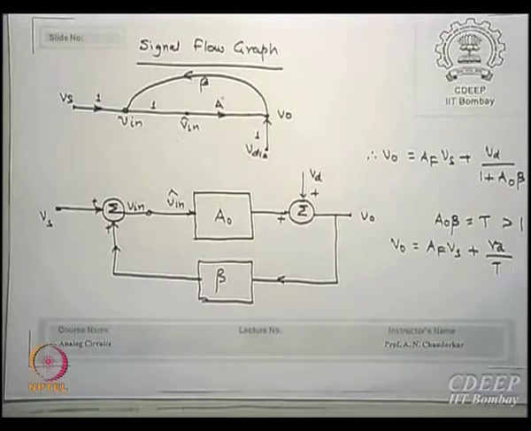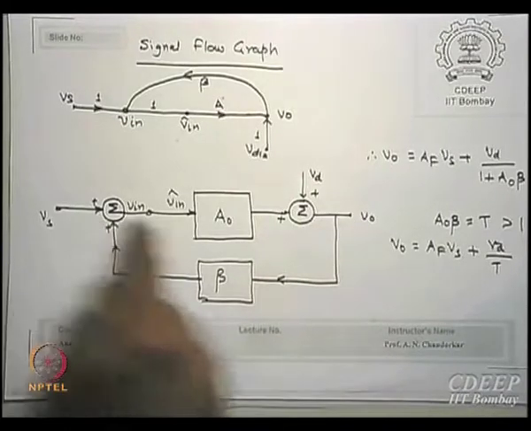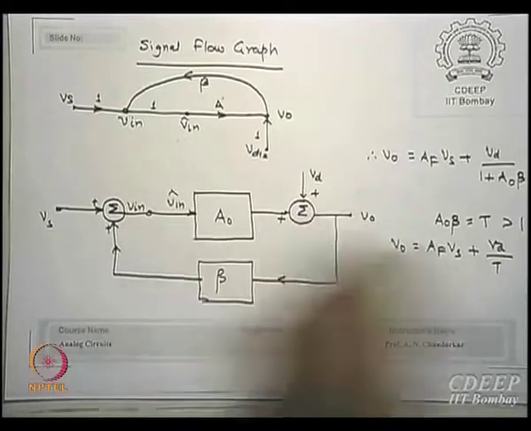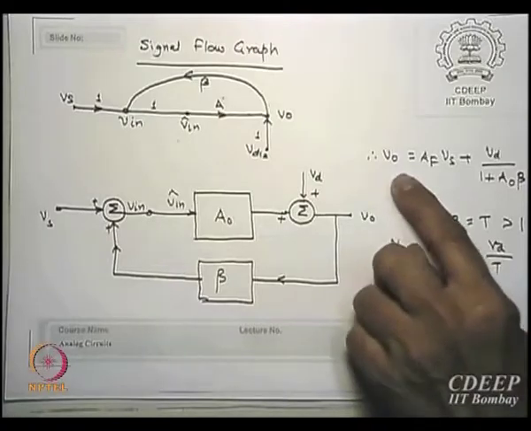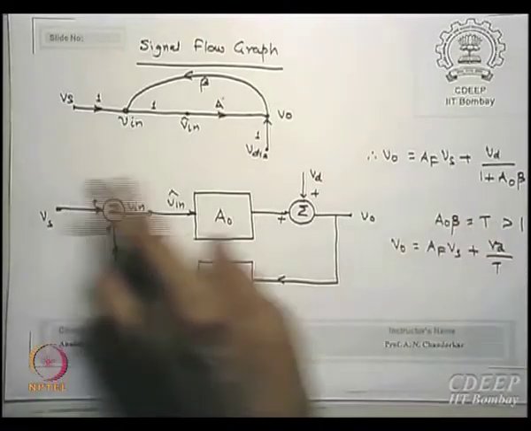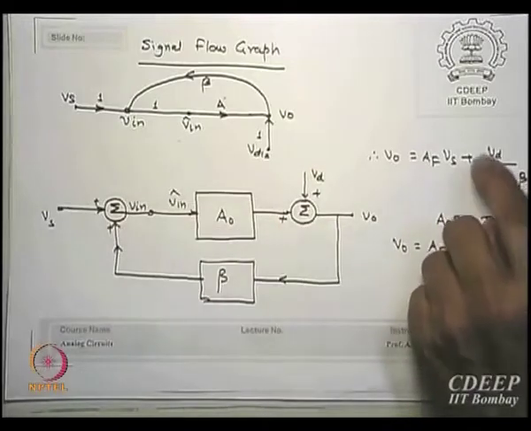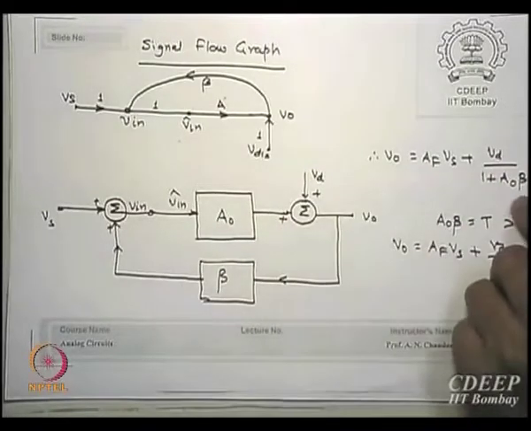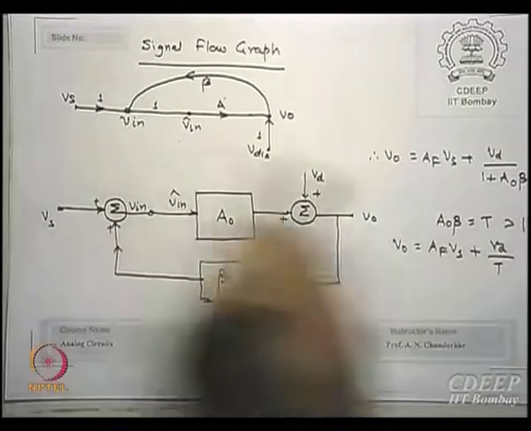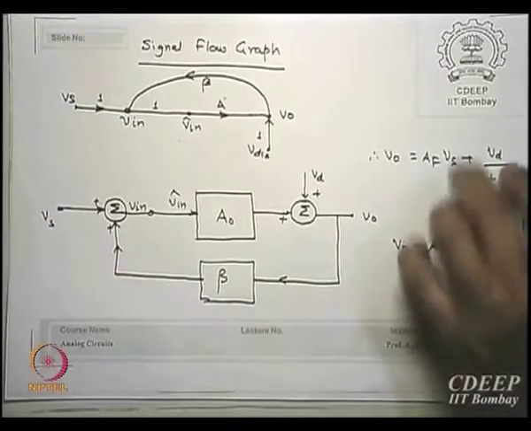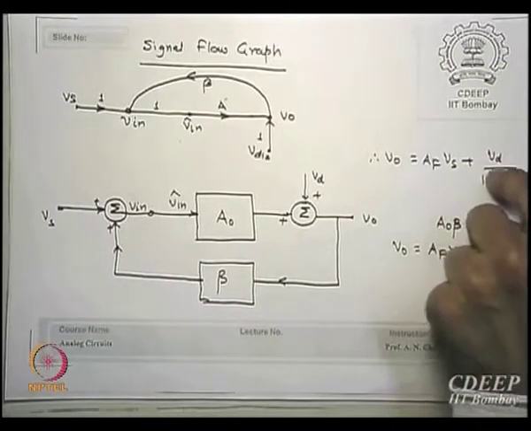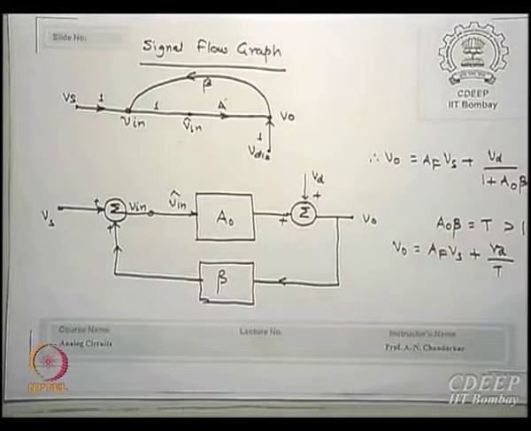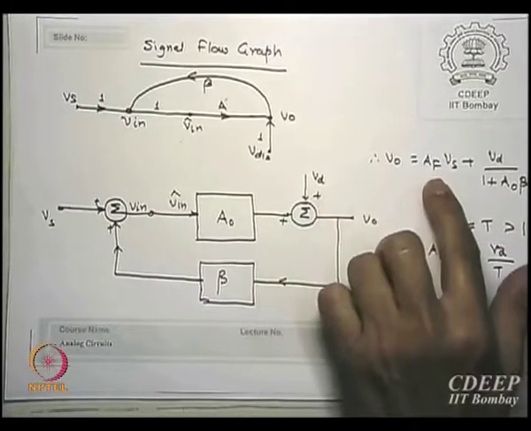Is that correct? But if you have a feedback here, directly it will come as a Vd. But if you have a feedback like this, one can say V0 is not only AF Vs but plus Vd divided by 1 plus A0 beta. You can do this analysis as we did earlier. So what does this essentially mean? Now the noise factor is actually reduced by the 1 plus T factor. Is that correct? Gain of course has also reduced.